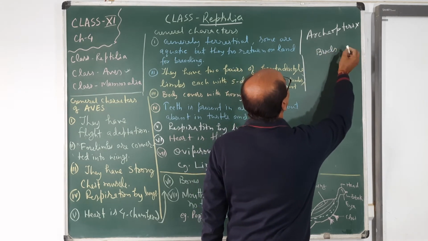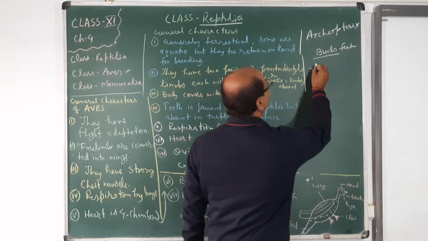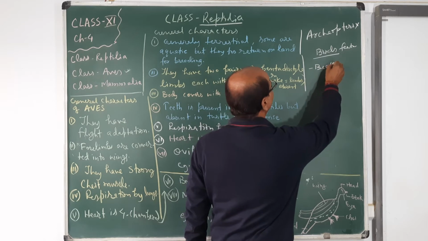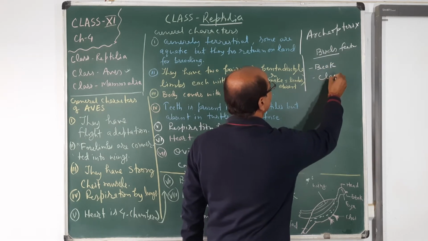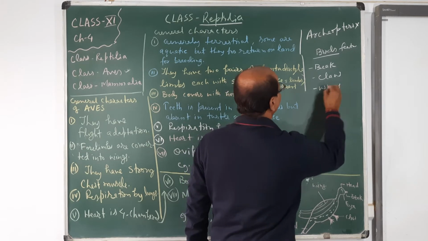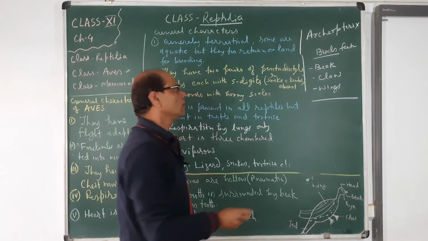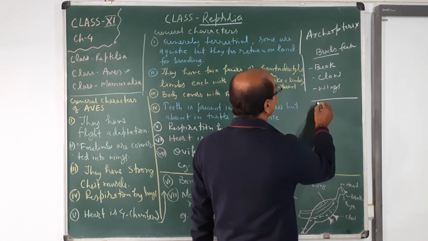So see, in Archaeopteryx, the bird's features: beak present, claw present, and wings present. Okay, these are the bird's features. Generally, they have these. Second, the snake's or reptile's features.